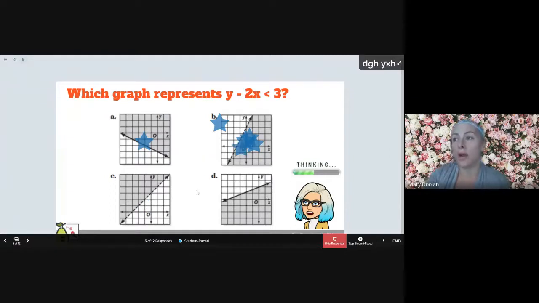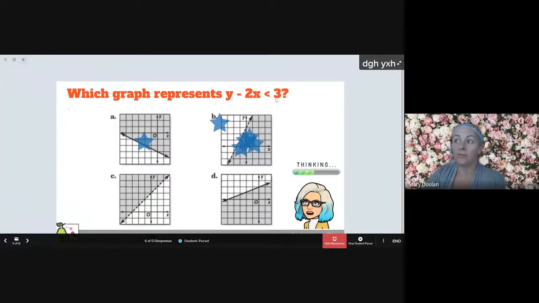Positive 3, a y-intercept of positive 3. Well, C has a y-intercept of positive 3. A has a y-intercept of negative 3, so it's definitely not A. B looks like it has a y-intercept of positive 3, so it could be B, could be C. D has a y-intercept of positive 2. It's definitely not A or D. It has to be C or B.